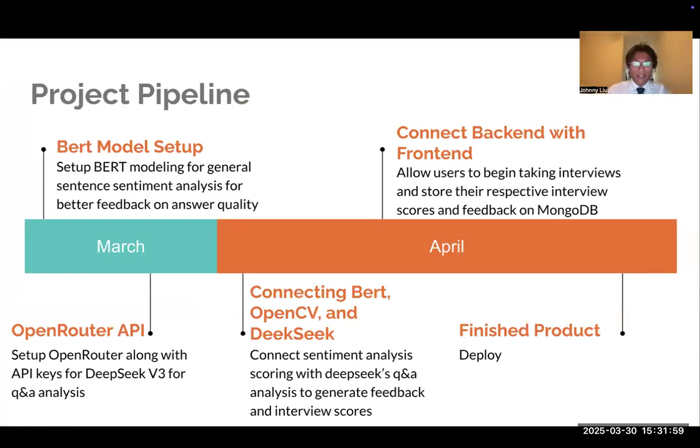In regards to the project pipeline, we are working a little bit ahead of schedule. This is what we originally had planned: in the month of March, we wanted to set up the BERT modeling for general sentiment analysis for better feedback on answer quality, and then we decided to ditch the Hypergator and Navigator route and go through the OpenRouter API, which is basically where we're able to use DeepSeek v3 for Q&A pair analyses. And then in the month of April, we were going to connect the BERT, OpenCV, and DeepSeek models all together to create a general scoring algorithm.